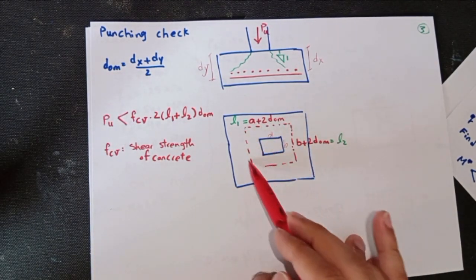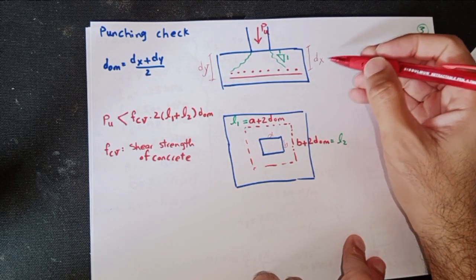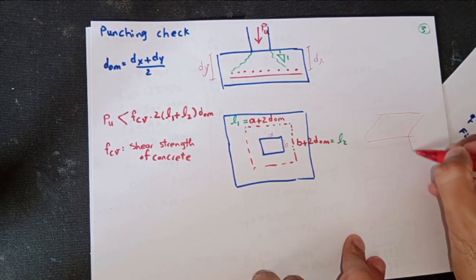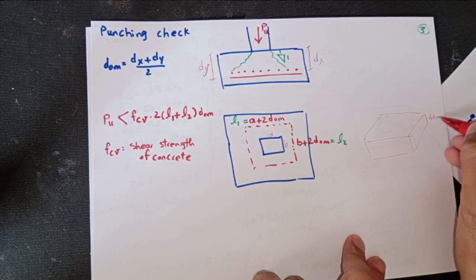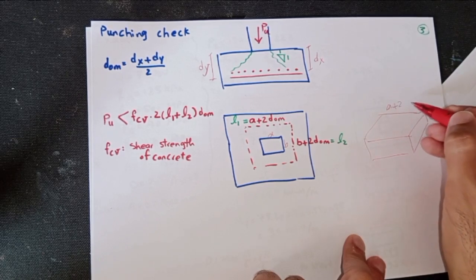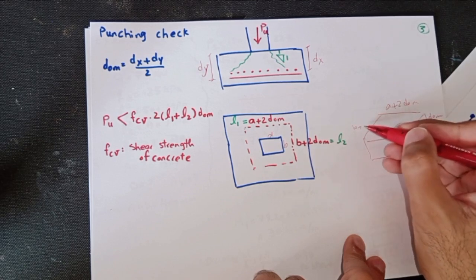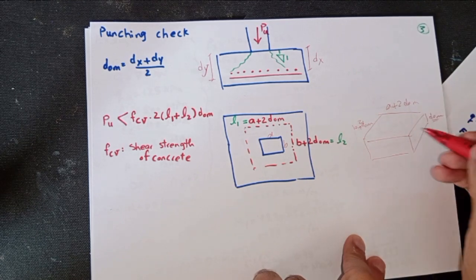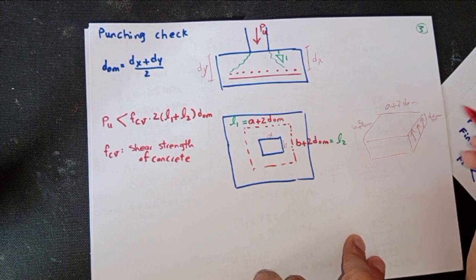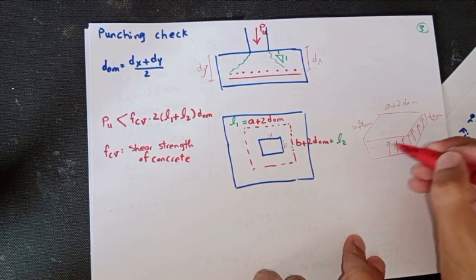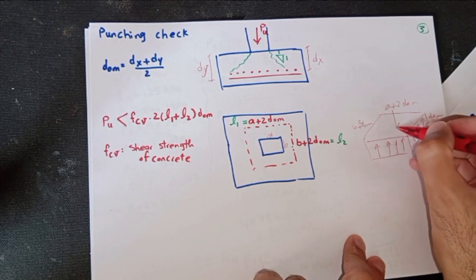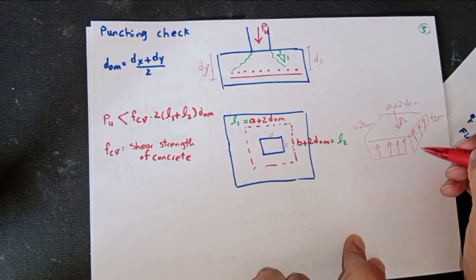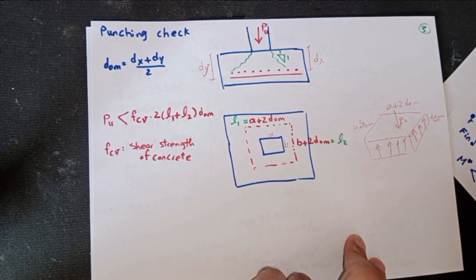It is the perimeter area in depth of d_avg. So the punching area should be like this: d_avg, A plus 2 d_avg, and B plus 2 d_avg, and the depth is d_avg. So it is your punching area, and you are going to check the applied load Pu against shear in the interface of this concrete perimeter.